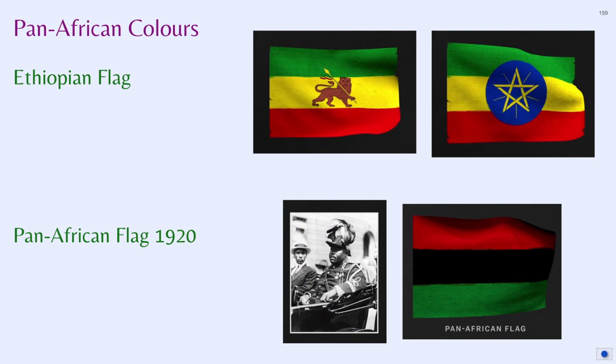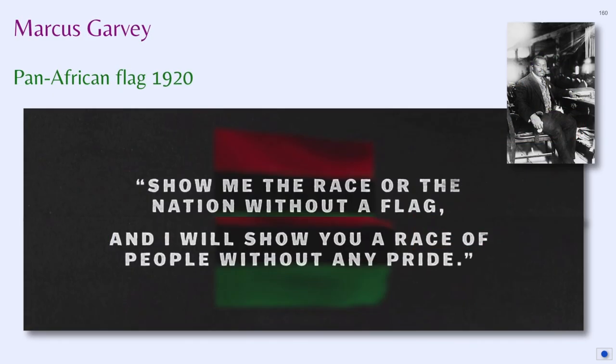Marcus Garvey, a Jamaican political activist, famously created the Pan-African flag in 1920 to represent the African diaspora, stating, "Show me the race or the nation without a flag, and I will show you a race of people without any pride."